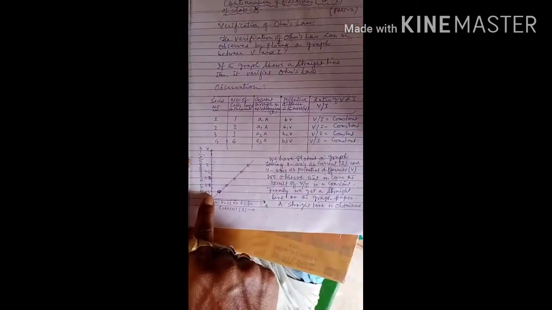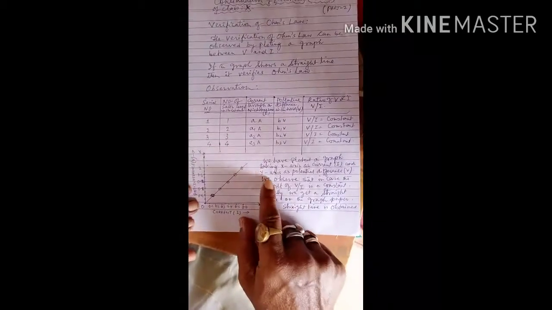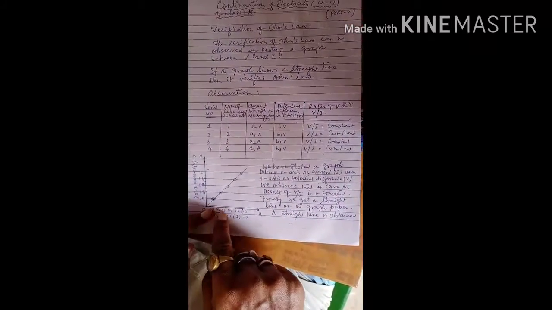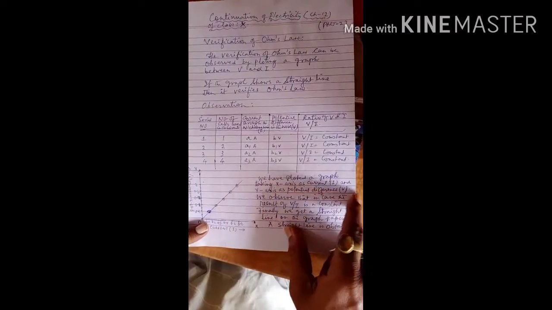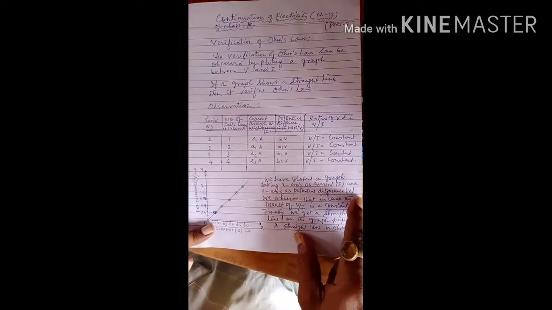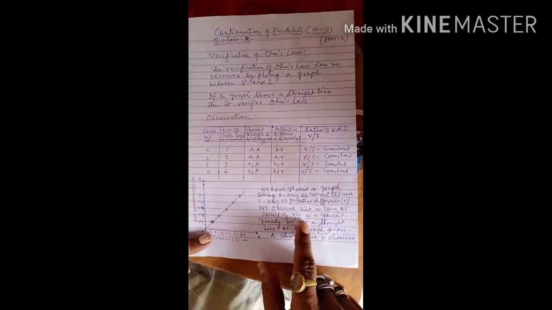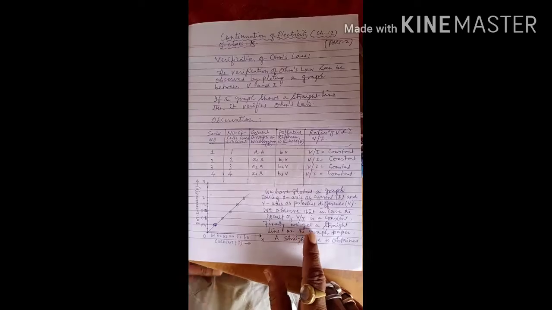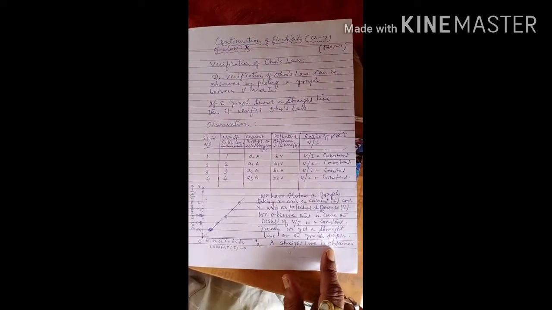Here the graph is shown, which is a straight line. It verifies Ohm's law. We have plotted a graph taking the x-axis as current I and the y-axis as potential difference V. We observe that the result of V by I is a constant. Finally, we get a straight line on the graph paper. A straight line is obtained.